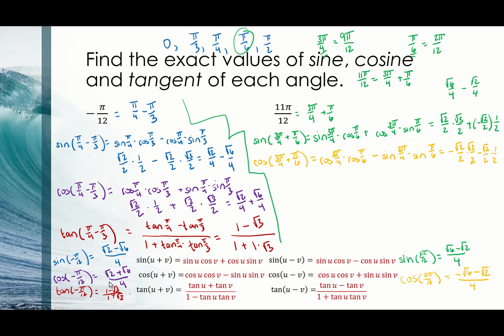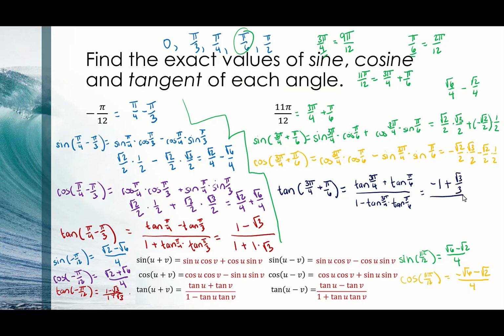And last but not least is our friend tangent. We want to know tangent of 11 pi over 12, which we're going to figure out via tangent of 3 pi over 4 plus pi over 6. And that's going to give us tangent of 3 pi over 4 plus tangent of pi over 6 divided by 1 minus tangent of 3 pi over 4 times tangent of pi over 6. And tangent of 3 pi over 4, tangent is negative in quadrant 2, so we will get negative 1 plus tangent of pi over 6 is root 3 over 3.